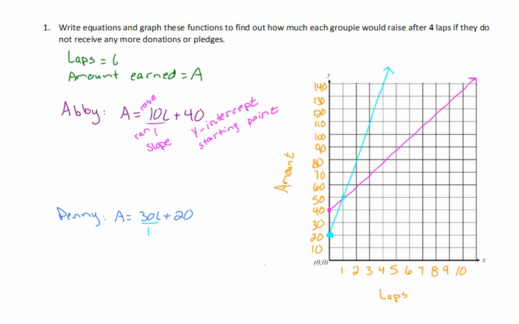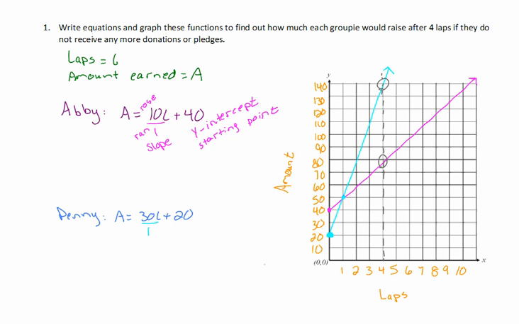Okay, almost done. Now we're supposed to figure out how much each groupie would raise after 4 laps. Again, we are used to plugging in some numbers and figuring it out from there. But we have this nice graph now. What they're asking is, after 4 laps, where's the intersection of that graph? So I'm going to go up 4, and I'm going to see the value of the amounts. So looking at Abby, looks like she's right there at 80. Looking at Penny, she's right there at 140.